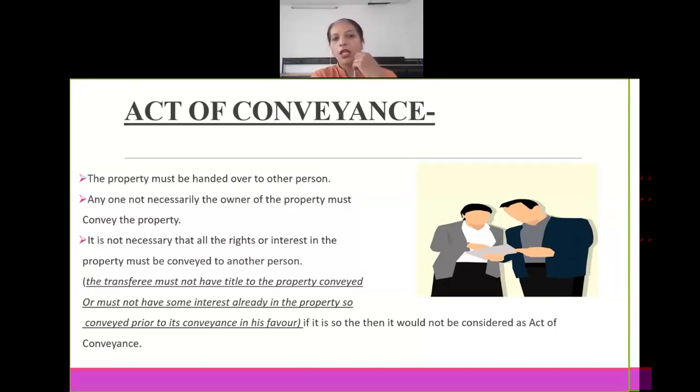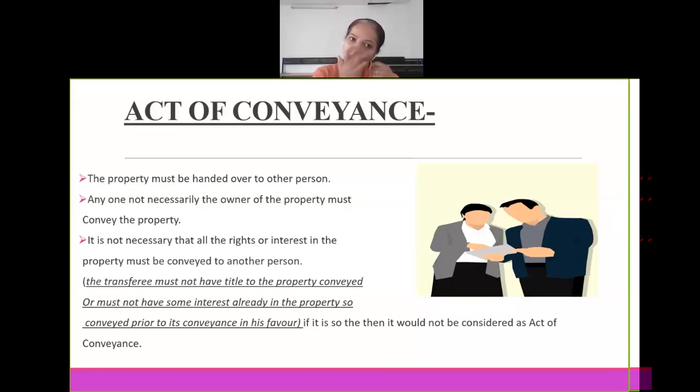So here it means the property must be handed over to another person, that is to say it must be conveyed, it must be transferred, it must be alienated from one person to another. This alienation or conveyance could be done by anyone who is authorized to do so.